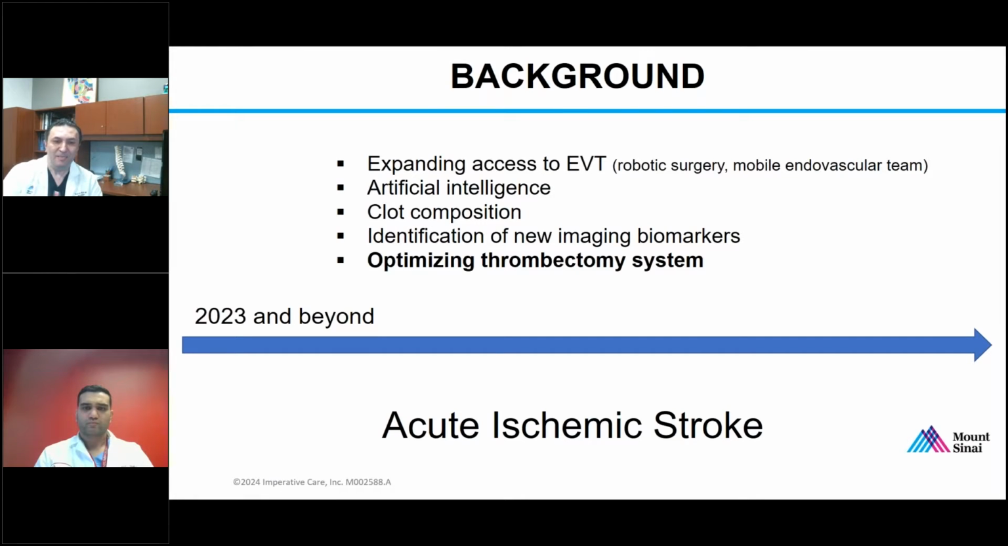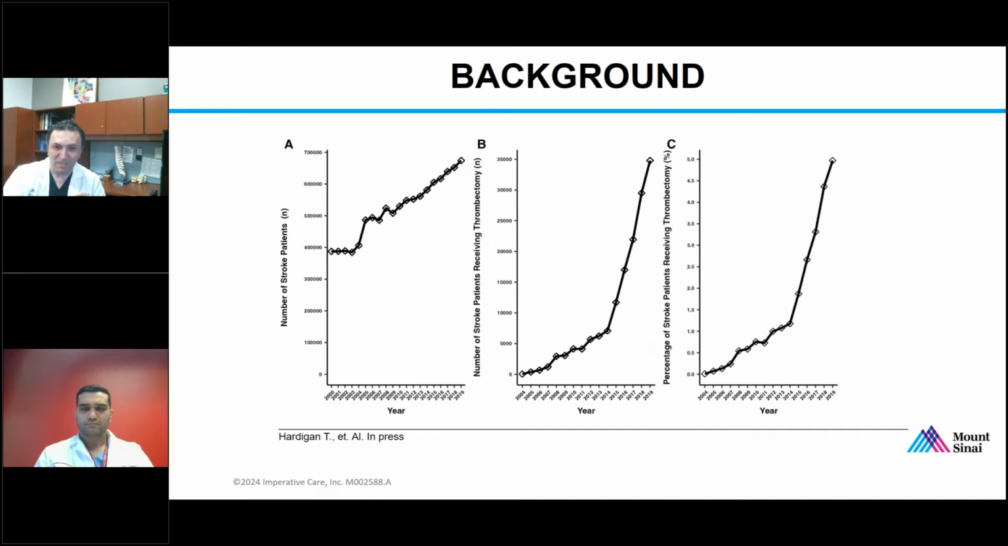And at this stage of stroke thrombectomy, with expanded indication for stroke patients, I think the focus is now more on expanding access to EVT, utilization of artificial intelligence, clot composition, and for the purpose of this talk, also optimizing the thrombectomy system. And why is it more important than ever before to have a more robust and optimized stroke thrombectomy platform?